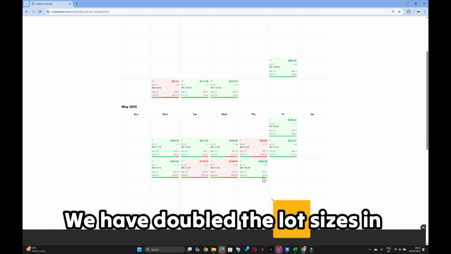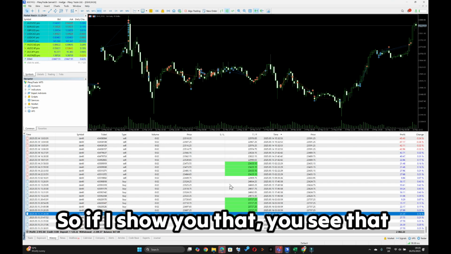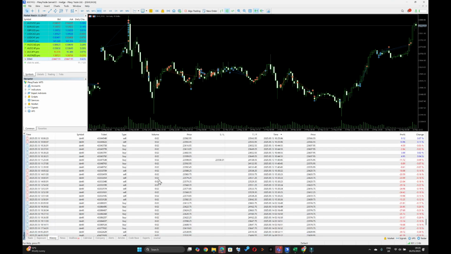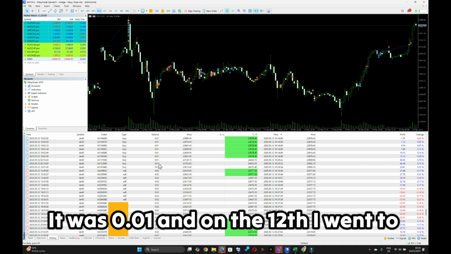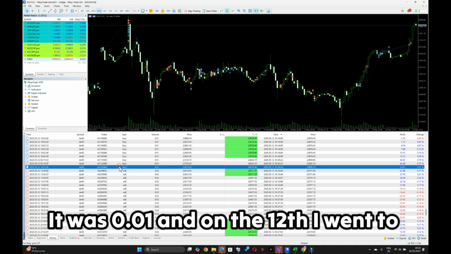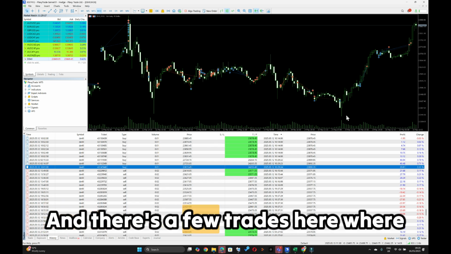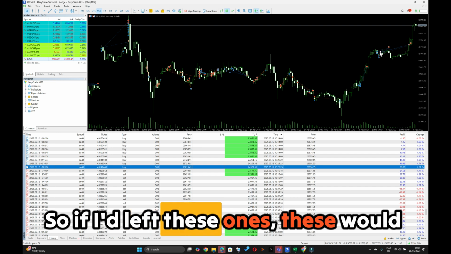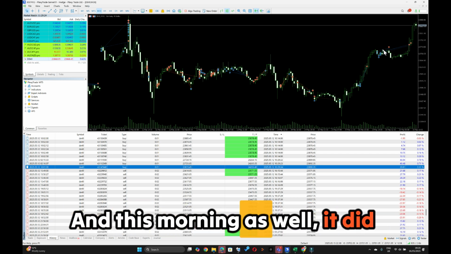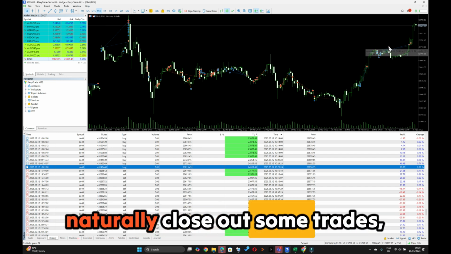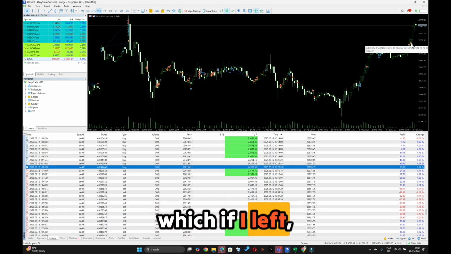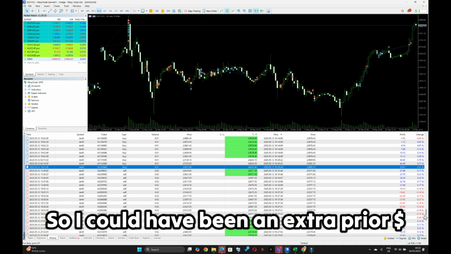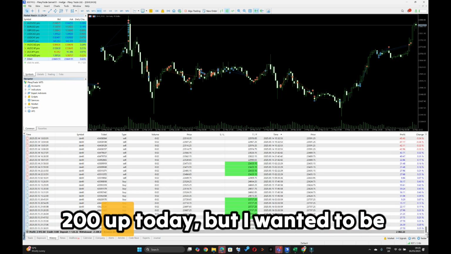We have doubled the lot sizes in terms of trading. So if I show you that, you see that I'm now at 0.02. It was 0.01, and on the 12th I went to 0.02. There's a few trades here where you can see I went long, and I actually closed early. If I left these ones, these would have been a bit bigger. And this morning as well, it did naturally close out some trades, but there were a couple of trades which, if I left, would have gone all the way up here. So I could have been an extra probably $200 up today, but I wanted to be safe.